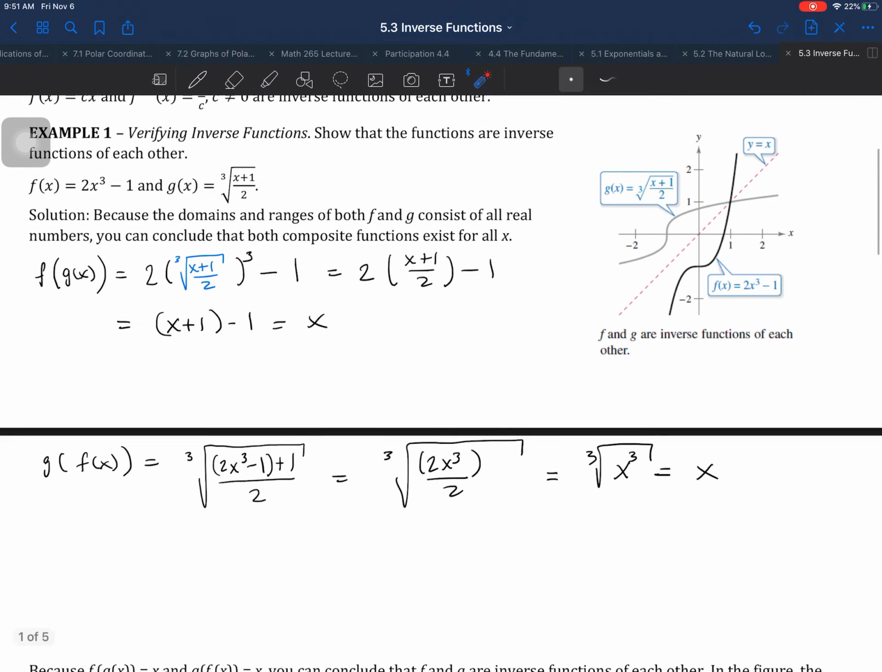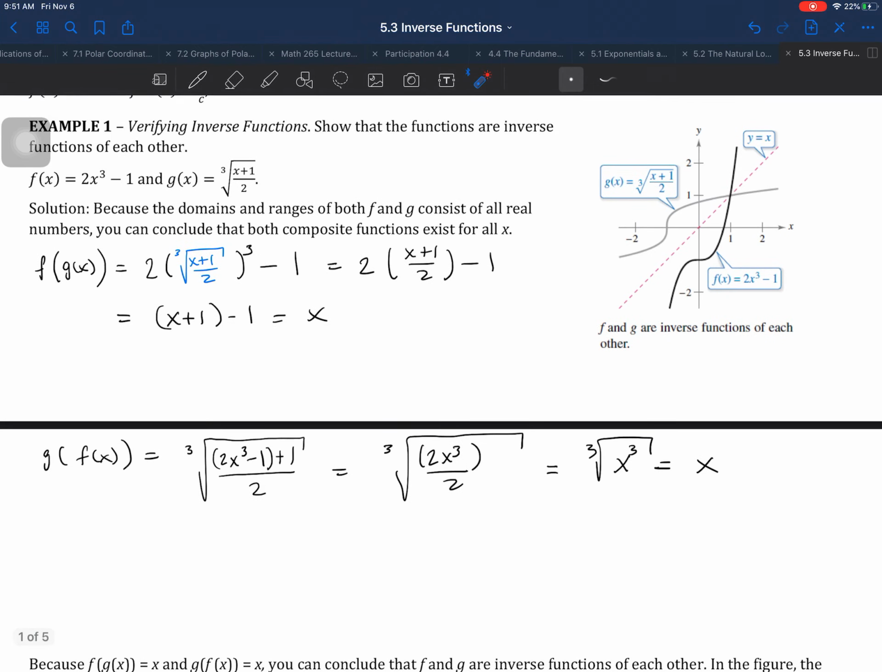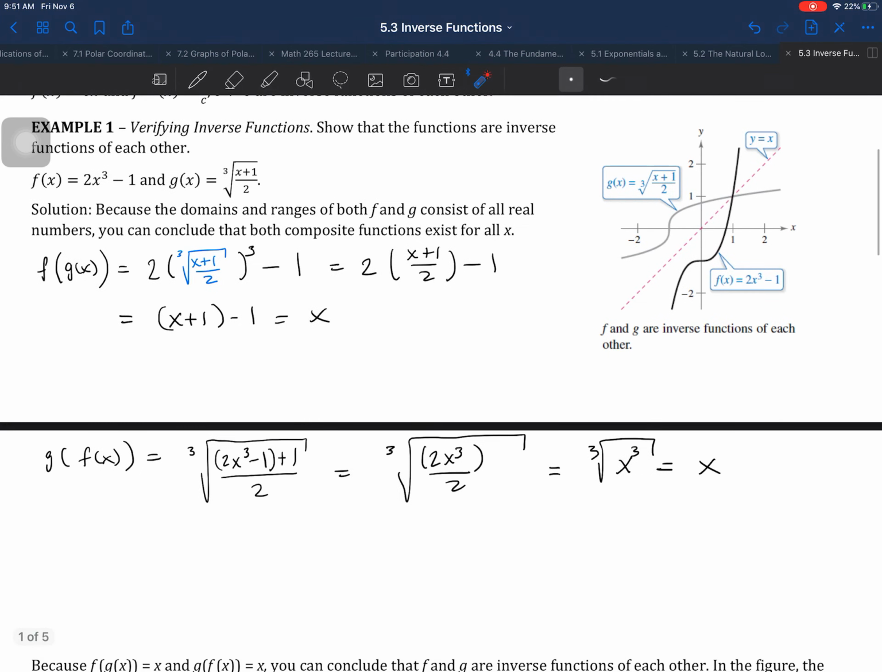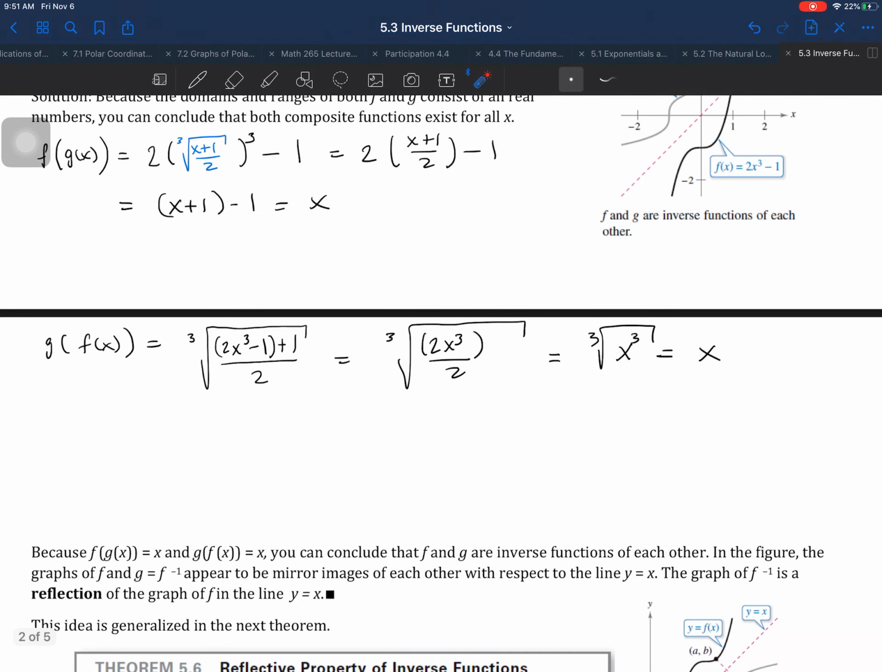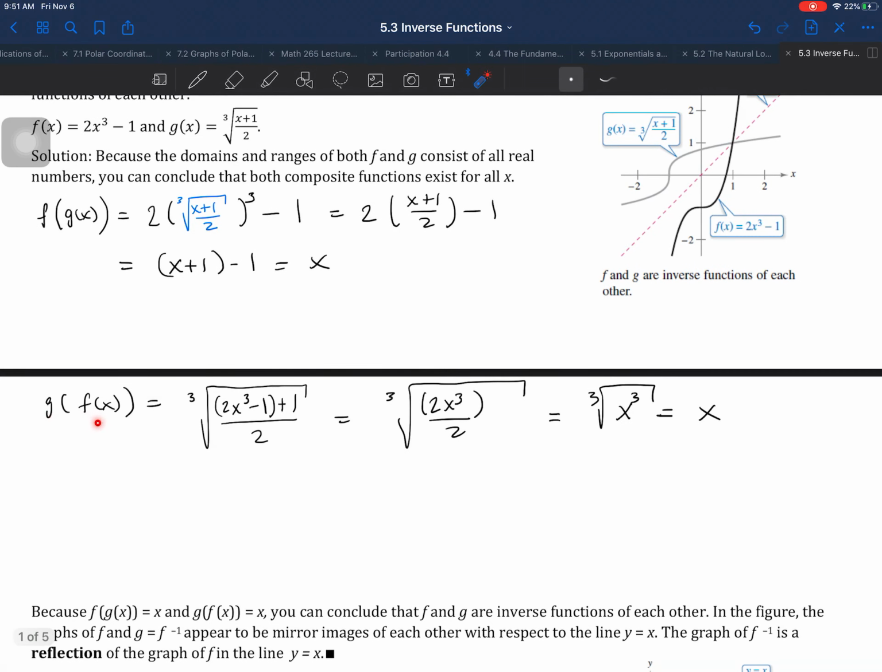Now, some of you might think, well, we're done. Well, not necessarily, because the rule of inverse states that both need to be true, both directions. Now, there might be cases where it will give you x for this order, but it won't give you x for that order, right? So you still have to check both of them. It's a must. So what we're going to do here is the reverse order. We're going to do g of f of x.